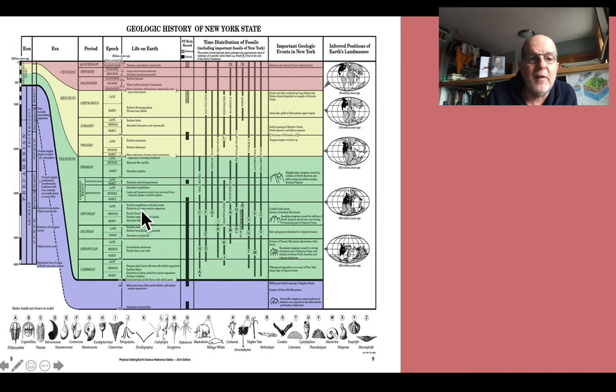So again, life on Earth, the New York rock record, the time distribution of fossils, important geological events in New York, such as the advance and retreat of the last continental ice glaciers, sands and clays of the Cretaceous underlying Long Island and Staten Island deposited on the margin of the Atlantic Ocean. Dome-like uplift of the Adirondack Mountains begins in the early Cretaceous. And then here we see the inferred positions based on plate tectonics of where our continent might have been, going back to 458 million years ago.